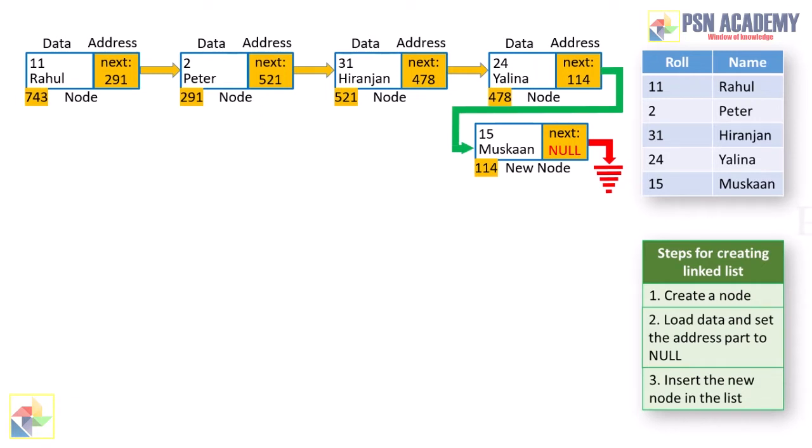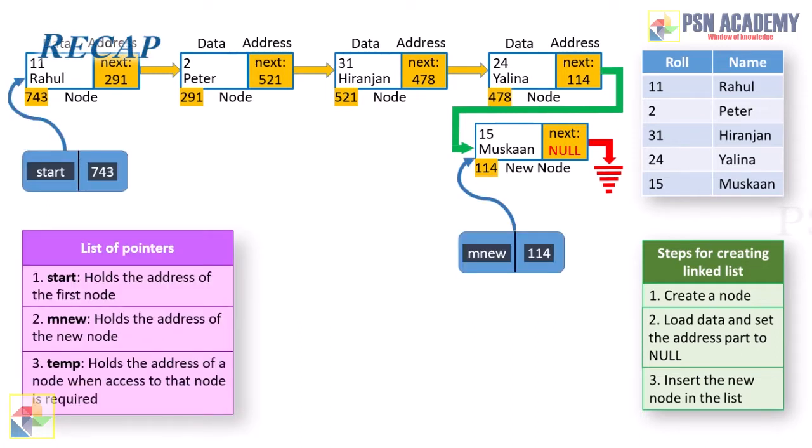In the previous video, we saw that there are 3 steps to create a linked list. And there are 3 pointers that are required. The start pointer and the mnew pointer hold the addresses of the first node and the new node respectively. The temp pointer can traverse over the entire list, starting from the first node like this.